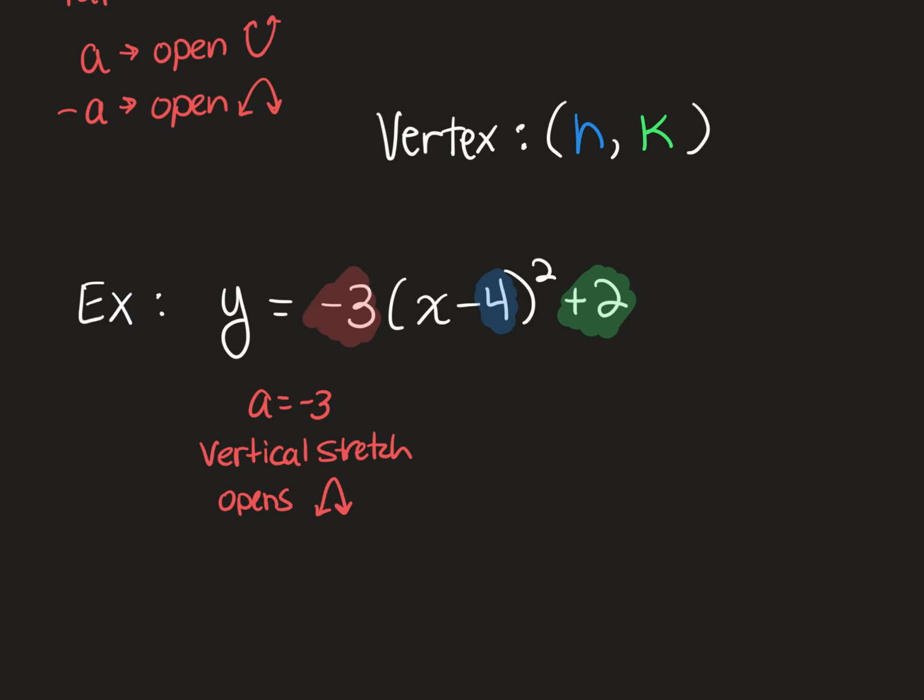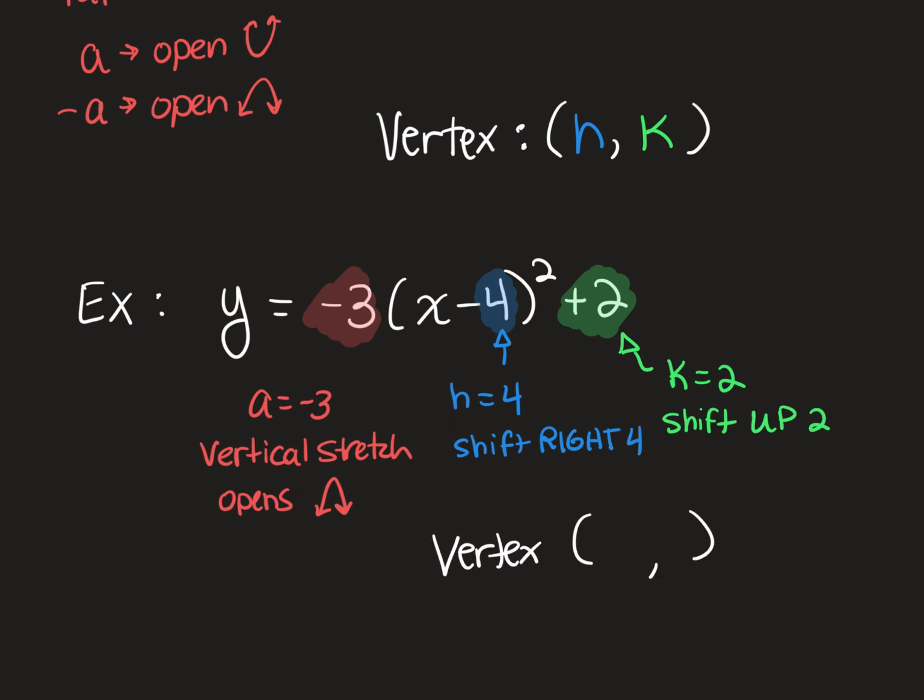Okay? I'm going to go to k next because that's the easiest thing. Our k value is 2. So that means we're shifting up 2 units. Now, finally, your h value is actually 4, because the base form of this equation is x minus your h value. So my h value is actually 4. What that tells me is I'm going to shift right 4. So my vertex, if I wanted to write that, would just be 4, 2.